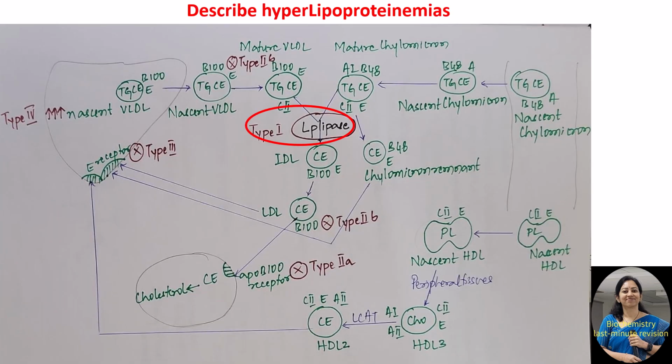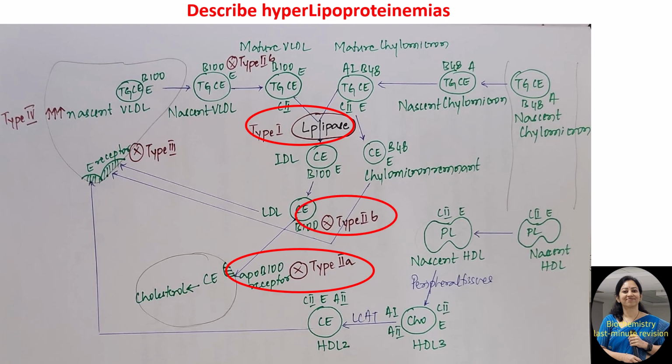Now, type 1 is characterized by deficiency of lipoprotein lipase, which is involved in hydrolysis of endogenous and exogenous triglycerides carried by VLDL and chylomicron respectively. So, this results in accumulation of mainly triglycerides. Type 2, we have got A and B. Type 2A is characterized by defective ApoB100 receptor. So what happens is there occurs accumulation of LDL because LDL cannot deliver the cholesterol to the peripheral tissue due to abnormal ApoB100 receptors.